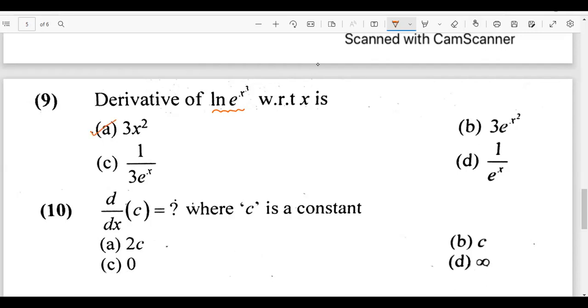Excellent. Because ln e is basically 1, so we would be left with x cubed. And when we differentiate x cubed, it would give you 3x squared. Okay. What happened to the 1 by e^(x cubed)?